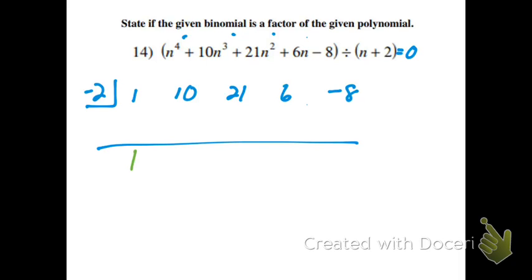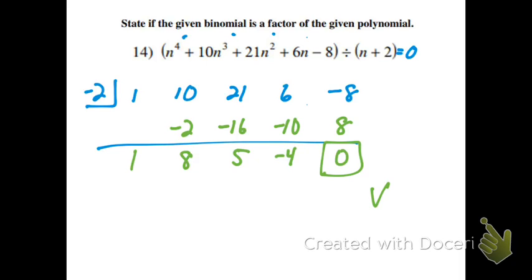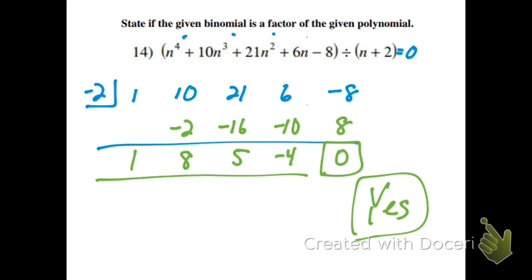Drop the 1. 1 times -2 is -2. We add, we get 8. 8 times -2 is -16. We add, we get 5. 5 times -2 is -10. We add, we get -4. -4 times -2 is a positive 8. We add, we get 0. Awesome! That means, ladies and gentlemen, that we can write yes because it is a factor. So I would need to see all of this for your work.